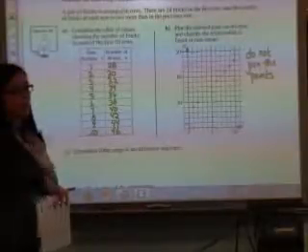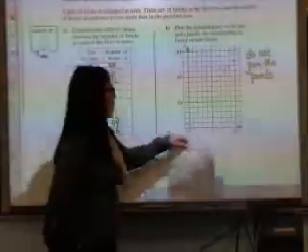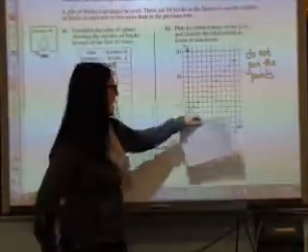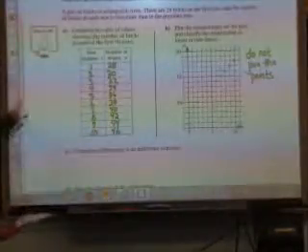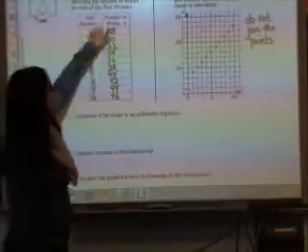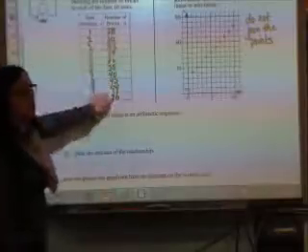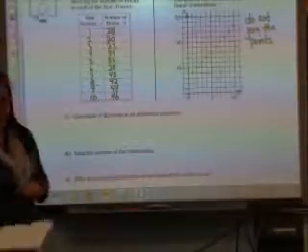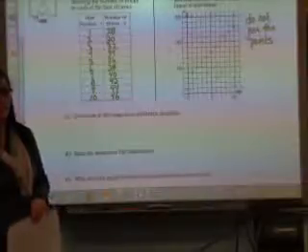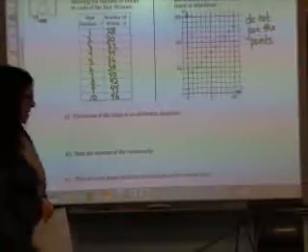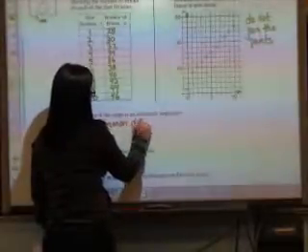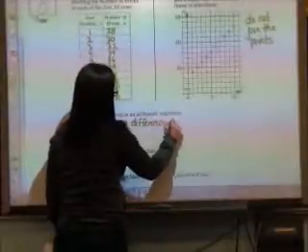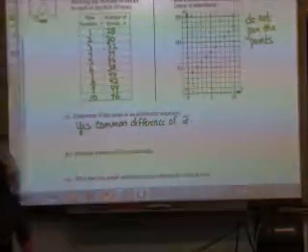I would not join the points in this question because my R value represents the row, and I can't have a partial row. Is the range, that's my output, an arithmetic sequence? Yes. Why? Because it's just adding 2. So it's a common difference of 2.